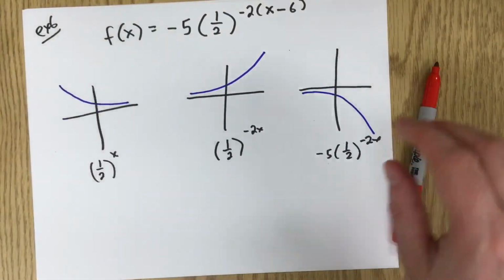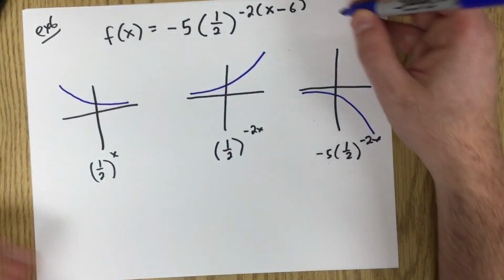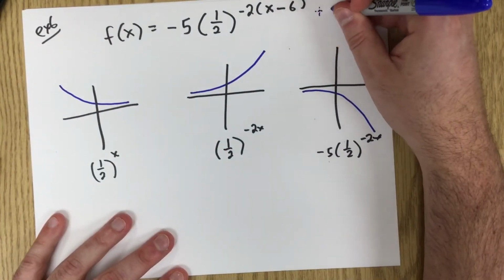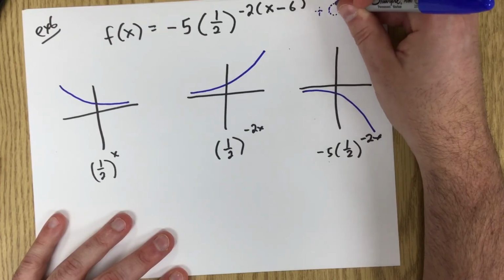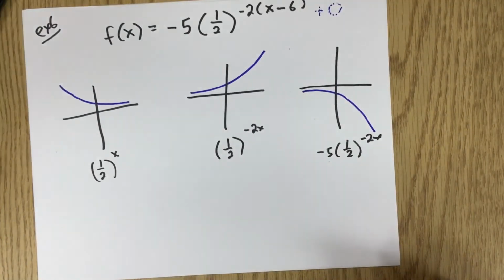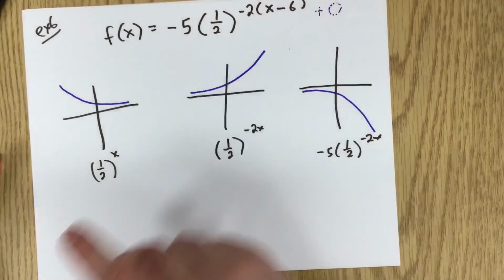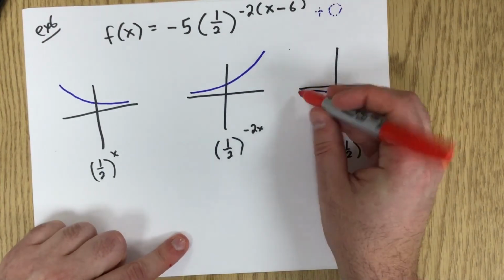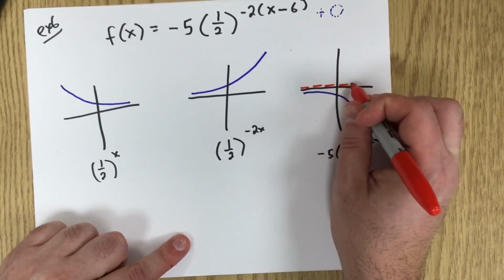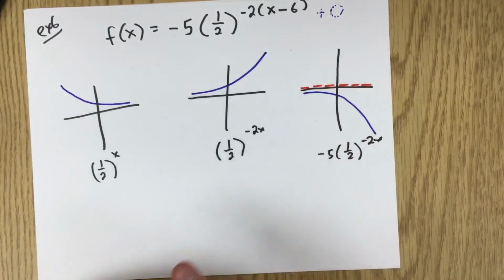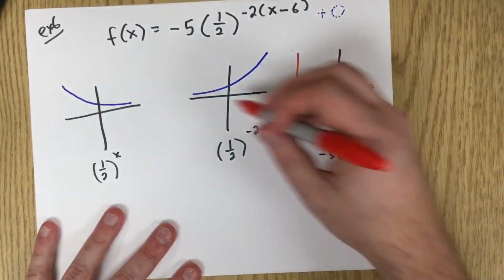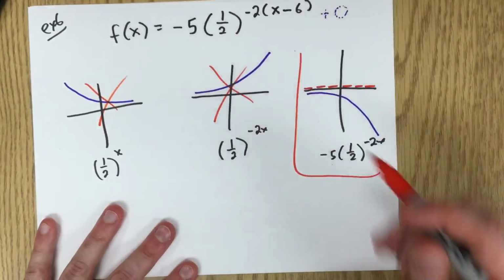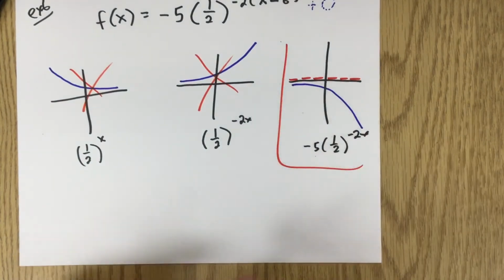There's an invisible plus 0 over there, which means that the asymptote is actually along the y-axis. I drew it a little bit above, but it's on the axis. So this is what it looks like. It doesn't look like any of these guys. These were the steps to get there. That's what it looks like.